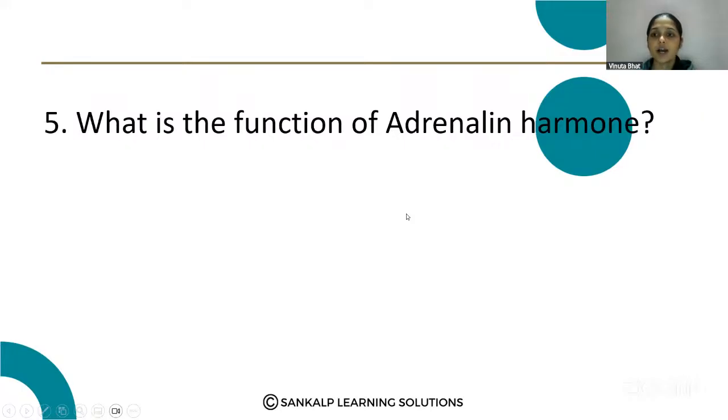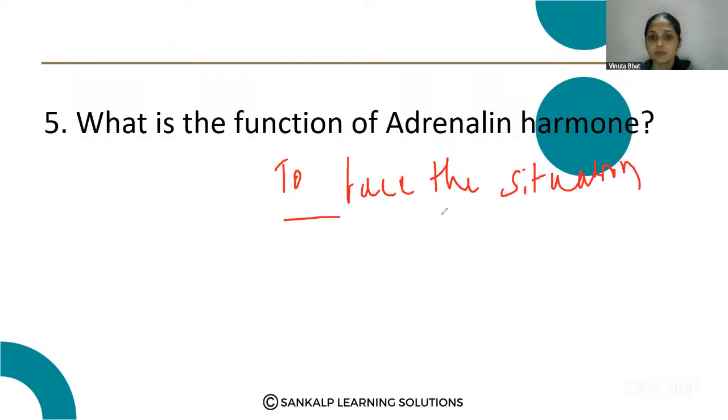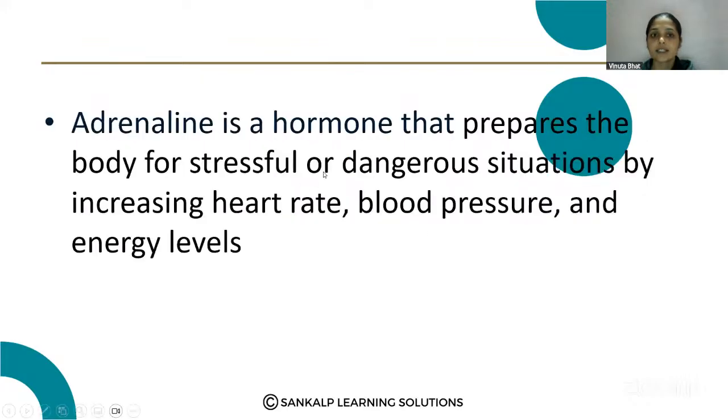What is the function of the adrenaline hormone? It prepares the body to face the situation. It helps the body to face situations. The adrenaline hormone prepares the body for stressful and dangerous situations by increasing the heart rate, blood pressure, and the energy level. So, this is also one more question.